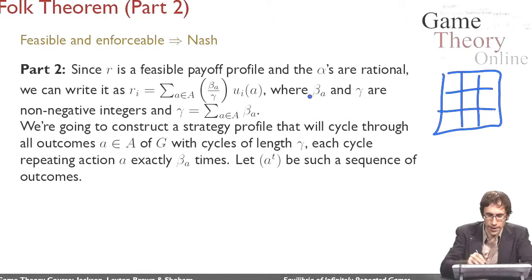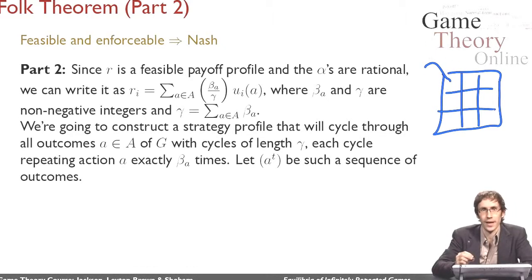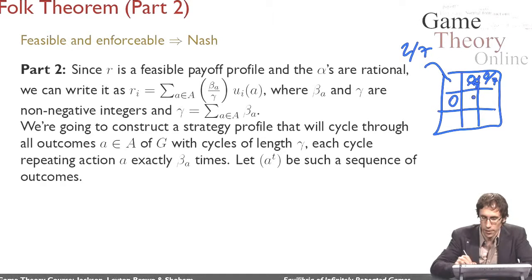And remember, beta and gamma are both integers. So for example, let's say gamma is 7, and here beta is 2, so alpha A is 2 over 7. Let's say here it's 0 over 7, 0 over 7. I'll just write the betas from this point on: 0, 1, 2, 0, 2, 0. So let's say that's what we had in this particular game.